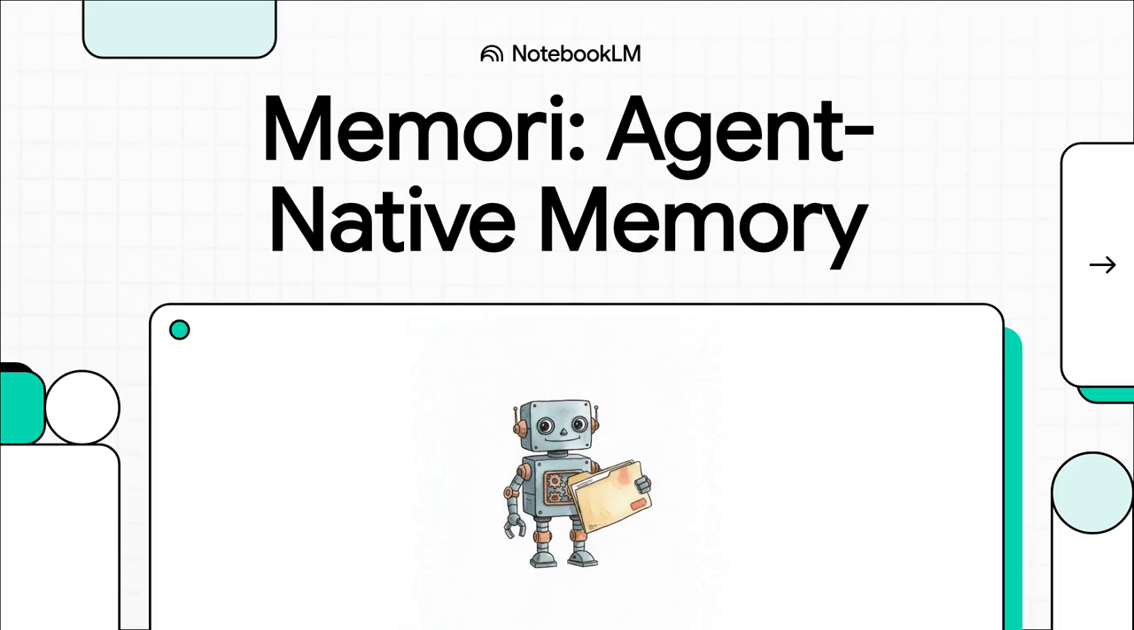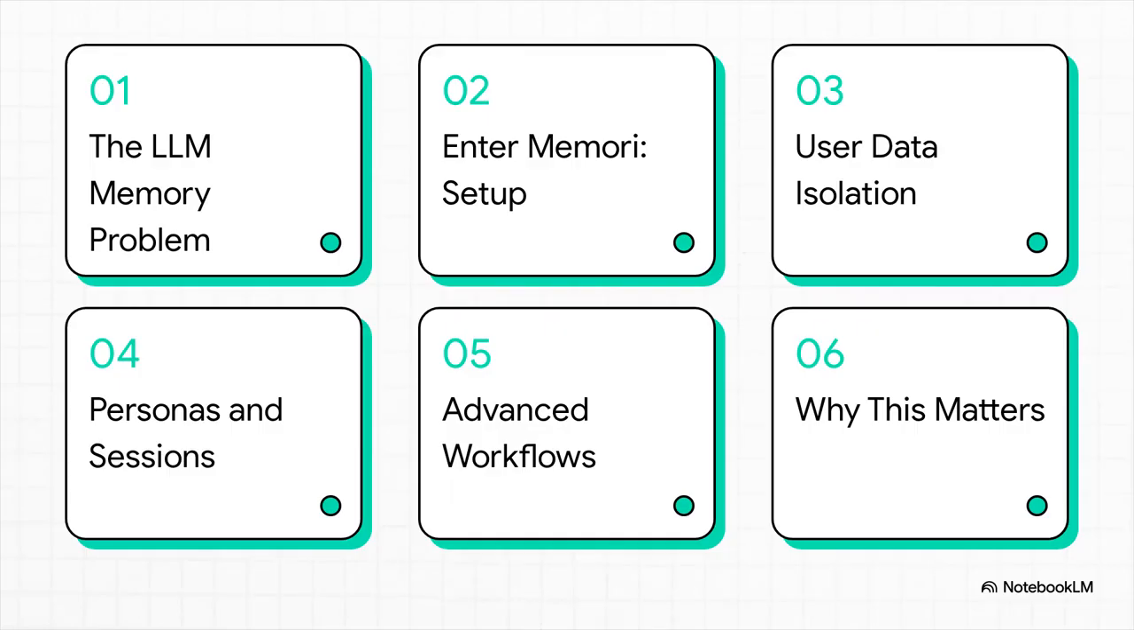We are diving into a really fascinating technical implementation from MarkTech Post that solves this LLM amnesia once and for all by building an agent-native memory infrastructure using a tool called Memori. Okay, let's just quickly pull up our roadmap for today. First, we'll look at the core LLM memory problem. Then we enter Memori and look at the basic setup. From there, we'll dive into multi-user data isolation, agent personas and sessions, and some advanced agent workflows. And finally, we'll wrap up with why this all actually matters.